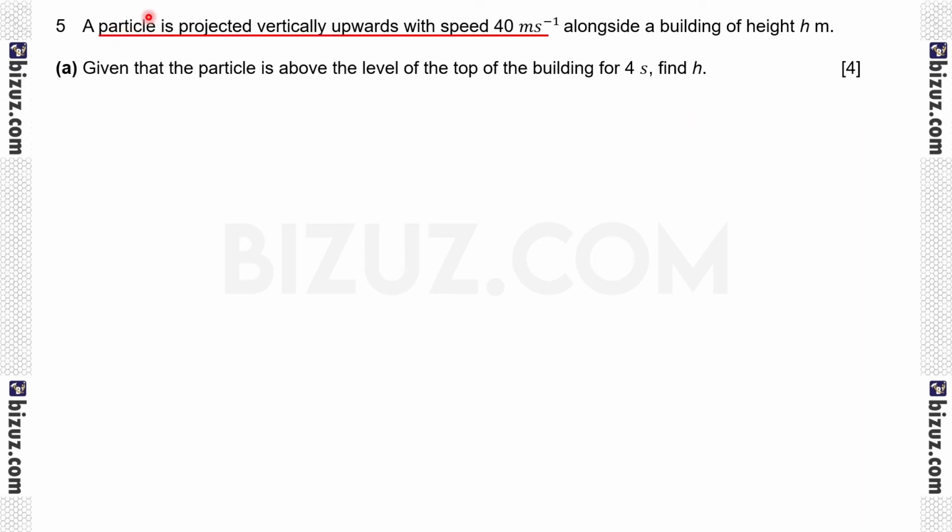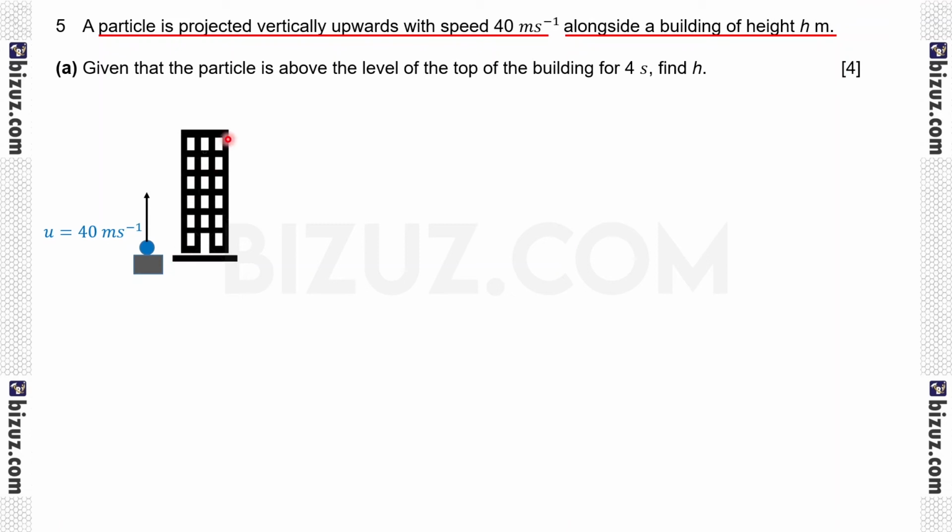So there is first a particle that is projected vertically upwards with a speed of 40 meters per second. So let's have a particle that is projected vertically upwards with an initial speed of 40 meters per second. So u is equal to 40 meters per second. Now, this particle is projected alongside a building of height h meter. So here we have a building of height h meters.